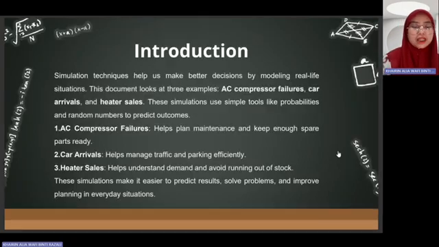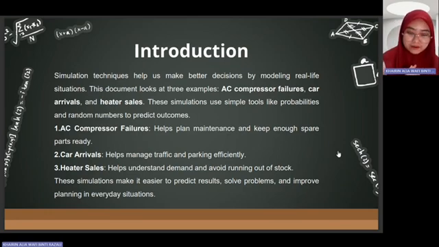For the introduction, simulation techniques help us make better decisions by modeling real life situations. This document looks at three examples, which are AC compressor failures, car arrival, and heater sales. This simulation uses simple tools like probabilities and random numbers to predict outcomes.